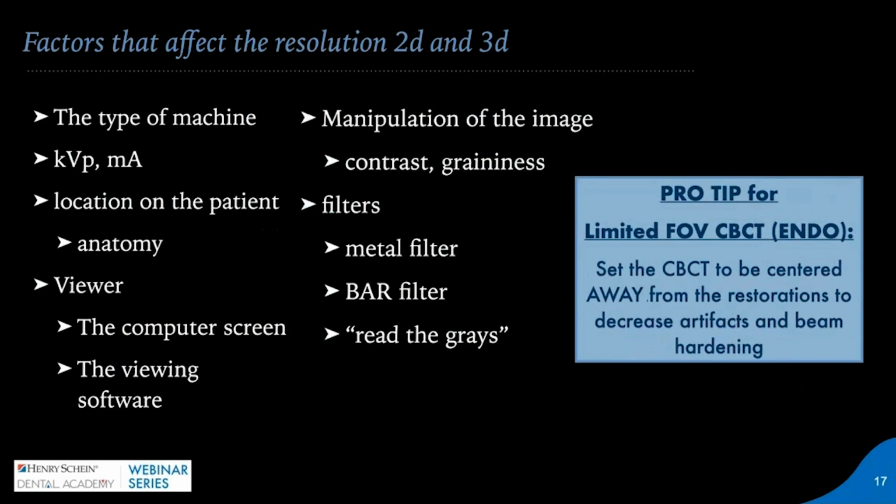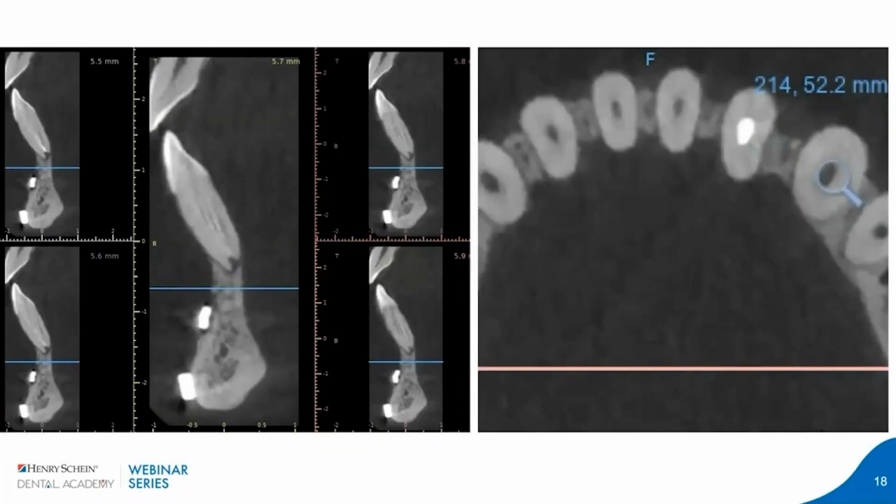One of the things to do if you're taking a limited field of view to make sure you have a higher resolution is, not only do you take the smallest field of view possible at the highest resolution possible, you can actually set the anatomy in a certain way. If you set the CBCT centered away from restorations, you can actually decrease the amount of artifacts in beam hardening. That way you will have fewer artifacts that could possibly get in the way of your image.